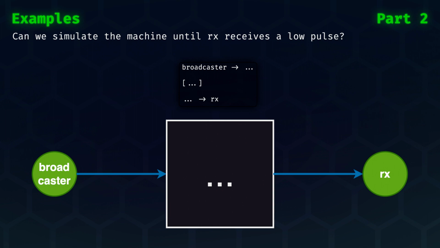Can we simulate the machine until the requested module receives the low pulse? What we're given at this point can be seen as a black box. We know that there is a broadcaster, and eventually, at some point, a signal should end up at module RX. You can give it a shot to just simulate, but you'll find that it shall take a long time before you get the answer that way. Can we do something smarter?